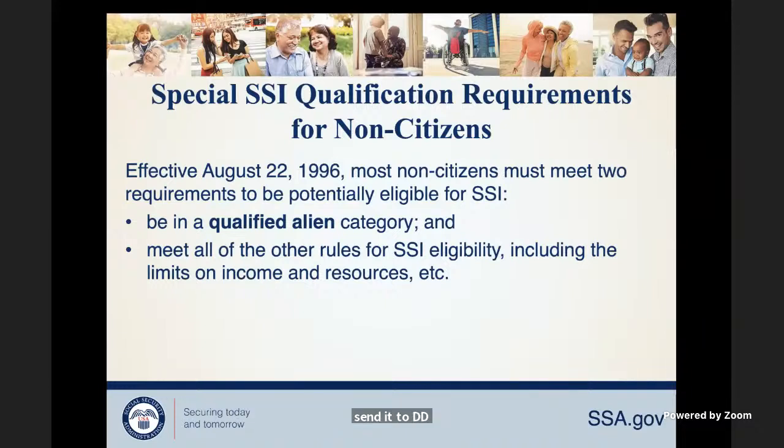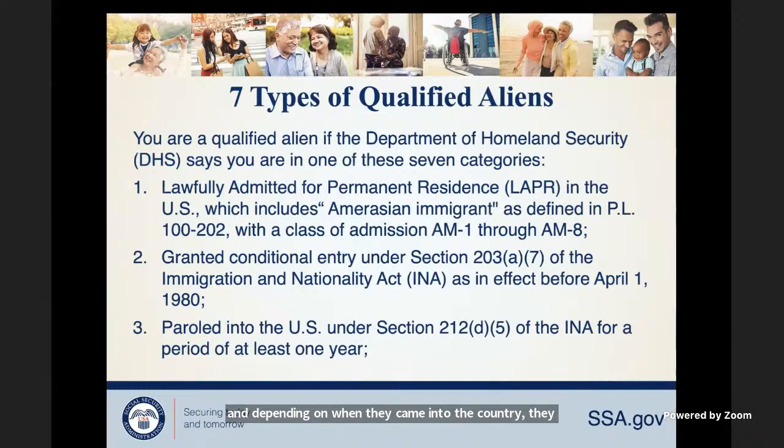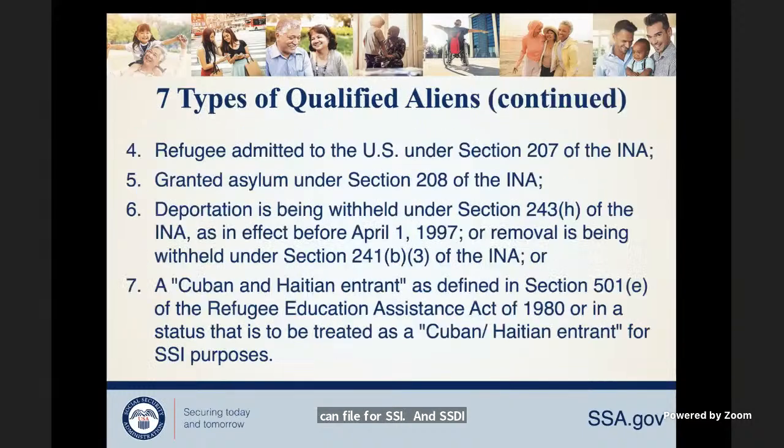Now, if it's somebody that's a non-citizen, qualified aliens, permanent residents can apply for SSI and SSDI if they have enough quarters. Not a lot of people know this. If they have residency and if they have in those quarters, and depending on when they came into the country, they can file for SSI and SSDI. There's different types of qualified aliens. I'm not going to go through everything because I want to make sure we have lots of time for questions, because last year I believe we ran out of time.